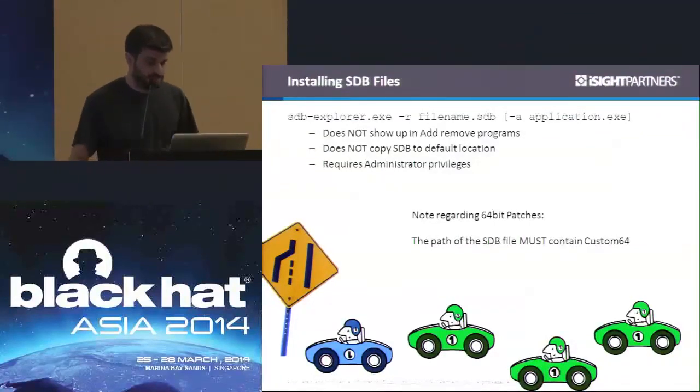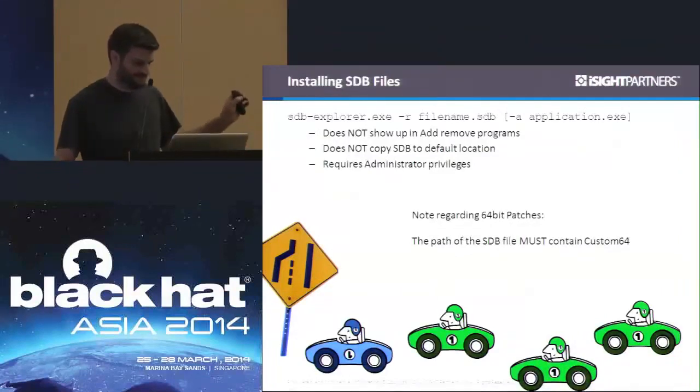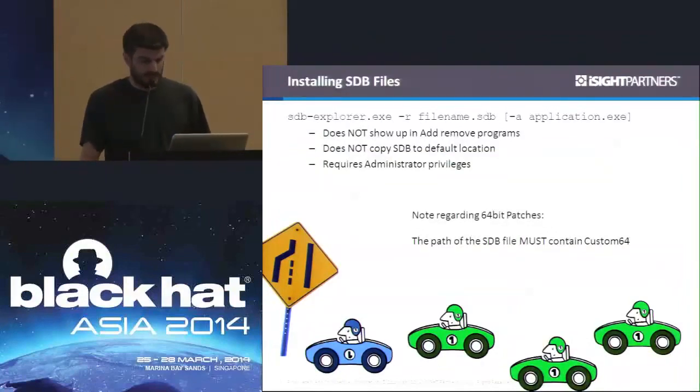So this is my tool for installing. I'm going to talk more about my tool later, but you give the -R option with the SDB file that you got, and you give an application name that you want to shim. This does not show up in Add/Remove Programs. It does not copy the SDB file to the default locations.